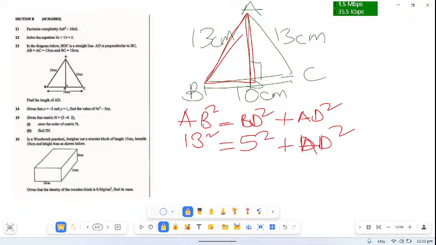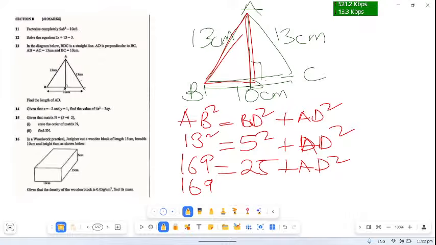So 13 times 13 will give us 169, which is equal to 5 times 5, which gives 25, plus AD squared. So what you can do is put like terms together. That means we have 169, then 25 will cross the equal sign and become minus 25, is equal to AD squared.